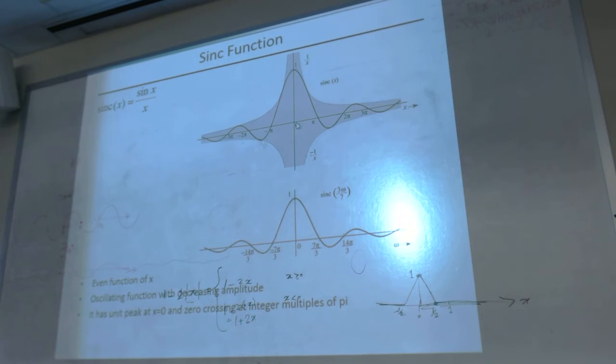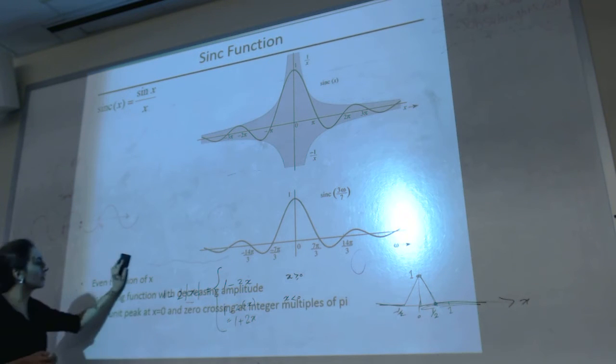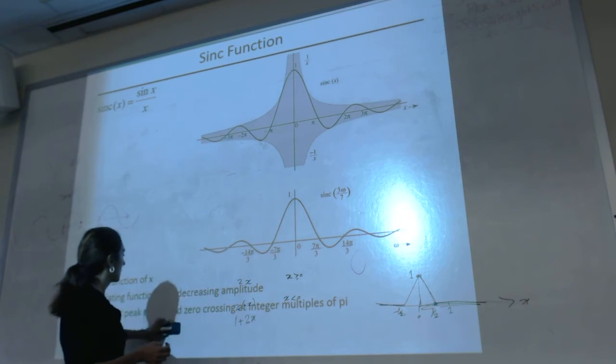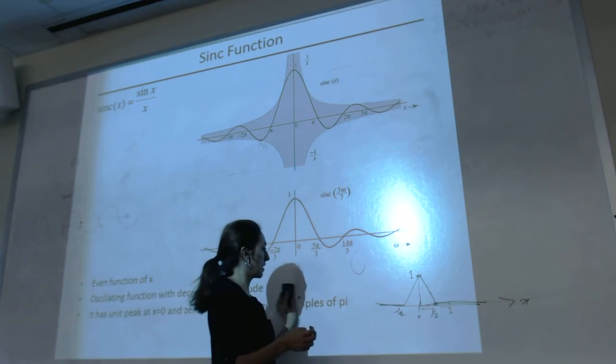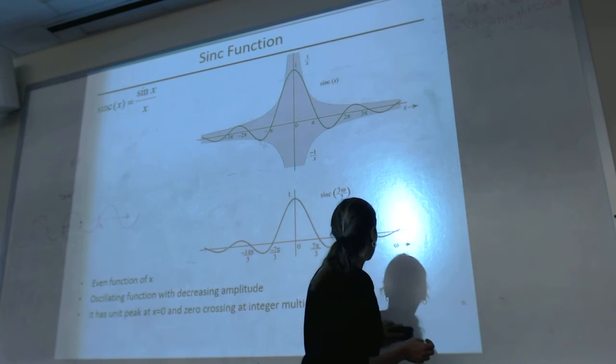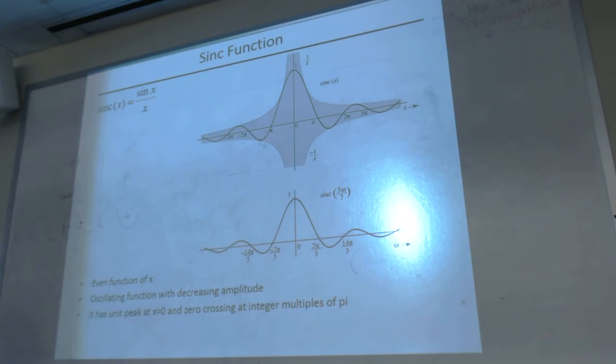What's the value at 0? 1. Why? If you put 0 here, what do you get? Sine of 0 divided by 0. Okay. So therefore, what is sine of 0 divided by 0?